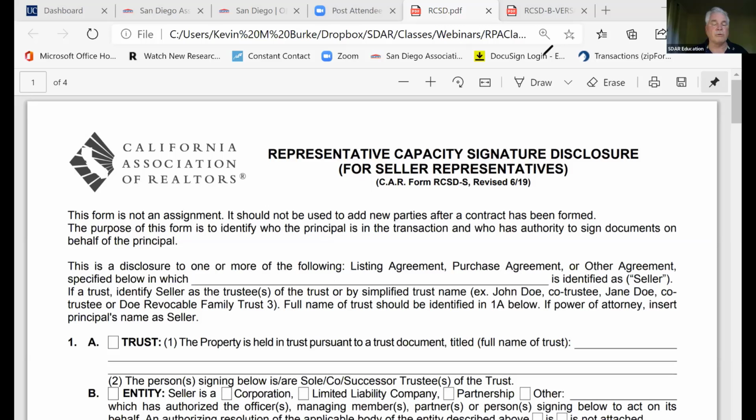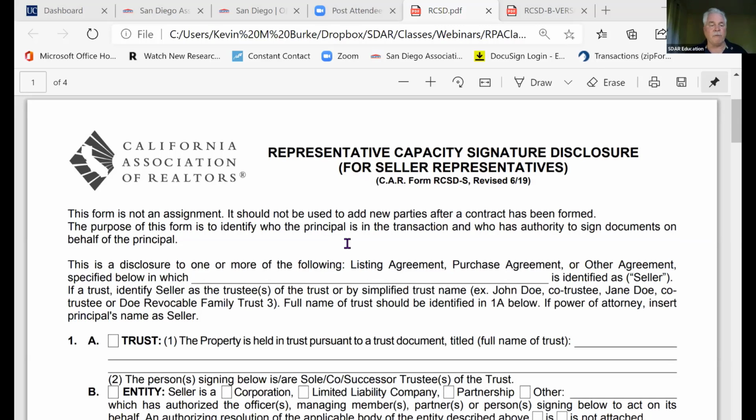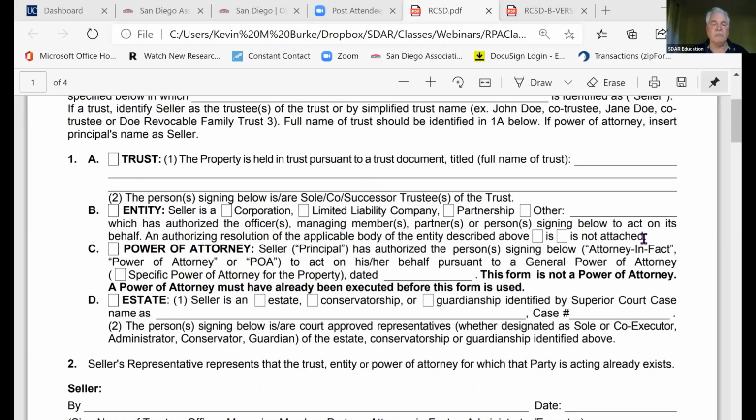So let's scroll down a little bit, and let's take a look. Once again, I'm going to have my 4 entities. I'm going to have either my trust, and here it is. What is held pursuant to a trust? Full name of the trust, folks.